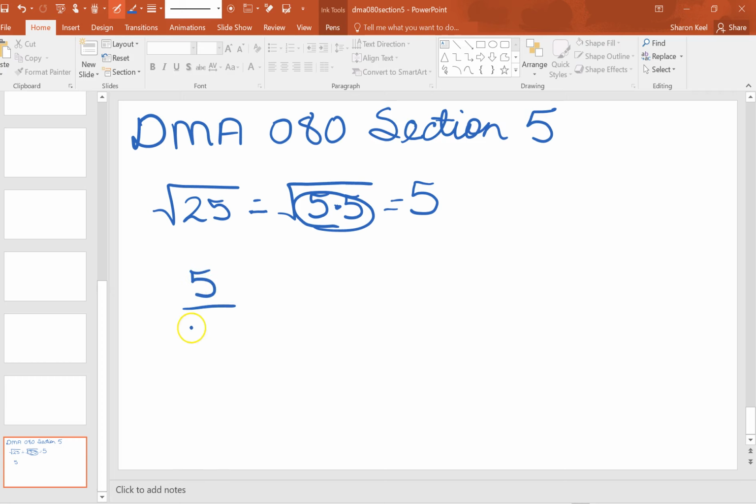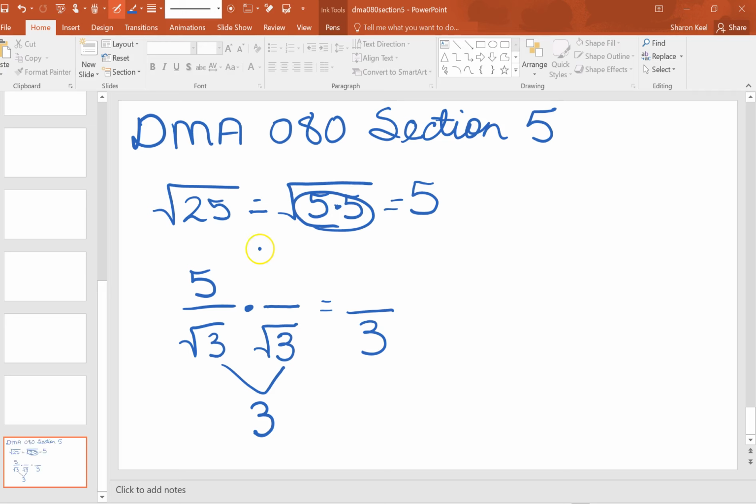If I have 5 over the square root of 3, we have a radical in the denominator. We want to remove that radical from the denominator. In order to do so, we're going to ask ourselves, what can I multiply by to make the 3 come out from under the radical? If I already have one 3, that means I need a second 3. I now have a pair of 3s, and the 3 will then come out from under the denominator.